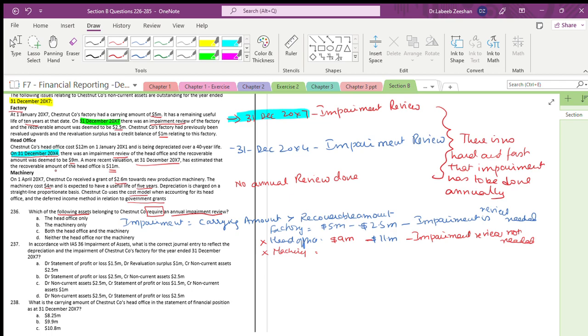Are you clear about this? First, you have to make sure what is the condition of the impairment. If the carrying amount is greater than the recoverable amount, then only the impairment is needed. In the factory case, the carrying amount is more than the recoverable amount. That is the reason we have to take it. Neither the head office nor the machinery need any impairment review. Are you clear about this?